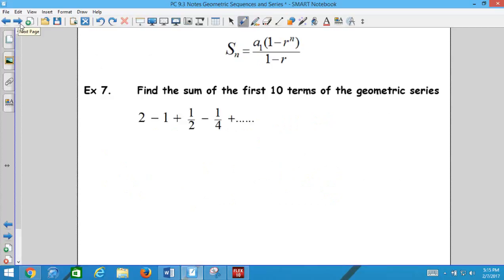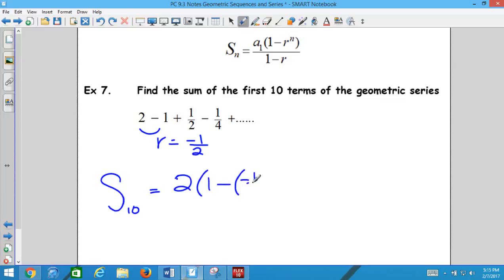Next one, I have to find the rate. So I'm going to take my second term and divide by my first term. My rate is -1/2. And we're going to find the first 10 terms, so S sub 10 is equal to my first term, 2, multiplied by 1 minus -1/2 to the 10th, over 1 minus -1/2.